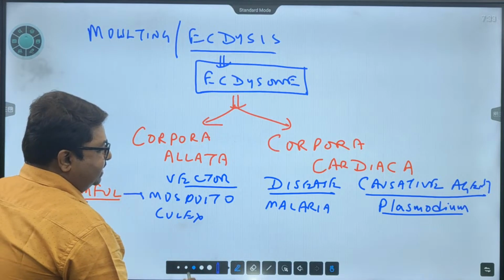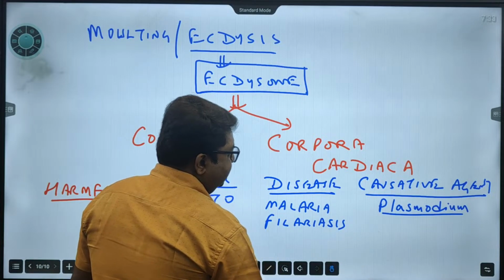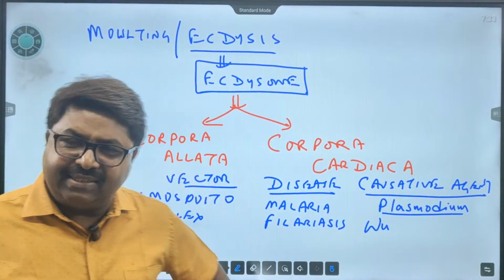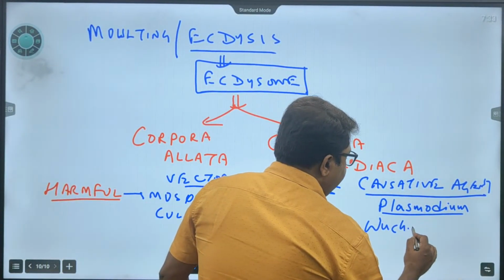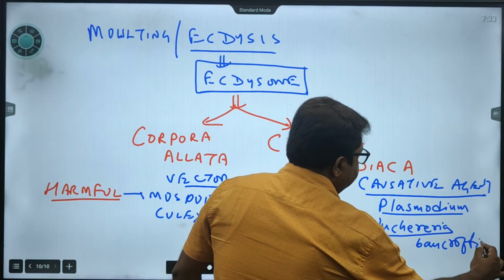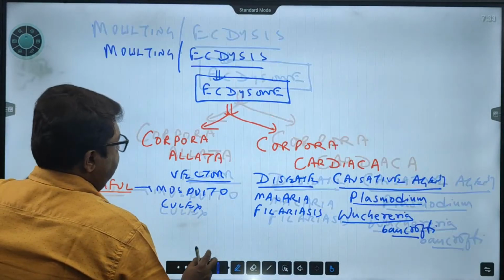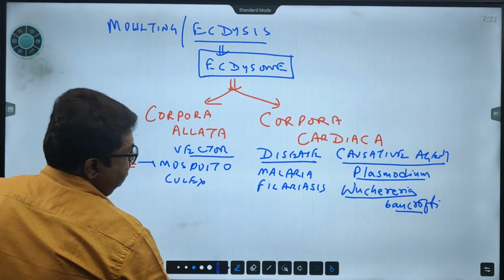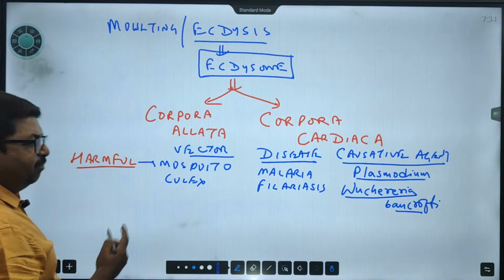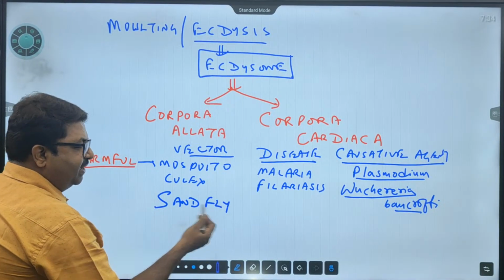Culex. Culex fatigans is the name of the vector. Filariasis हो गया, elephantiasis, filariasis और elephantiasis. Wuchereria bancrofti. Okay, tell me some more. Any other insects that you know? Any other arthropods that you know? आप जानते हो, बोलो. हाँ, कौन सा fly? Sand fly. Good.